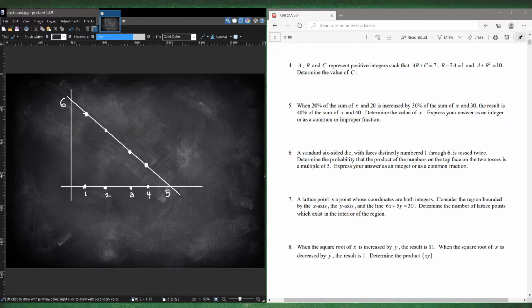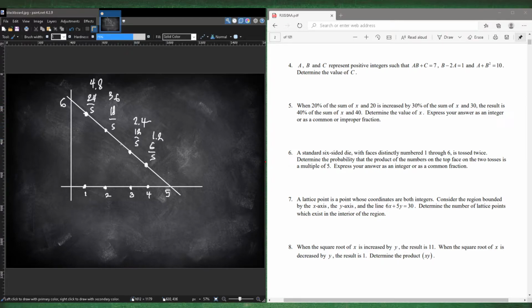When x is equal to 1, 6 times 1 is 6, and 30 minus 6 is 24, so y is 24 over 5. If x is equal to 2, that's 12, 30 minus 12 is 18, and then 18 divided by 5. Then 6 times 3 is 18, 30 minus 18 is 12, so this is 12 over 5. And then 6 times 4 is 24, and 30 minus 24 is 6 over 5. Now let's convert all these into decimals. So this is 4.8, this is 3.6, this is 2.4, and this is 1.2.